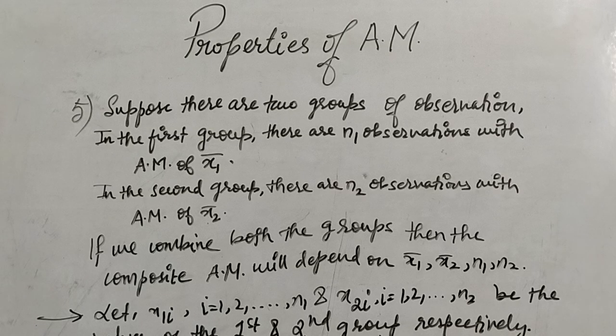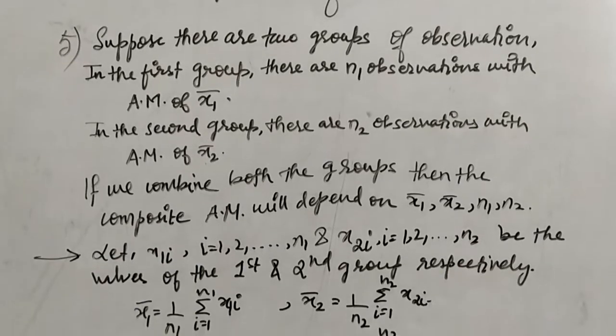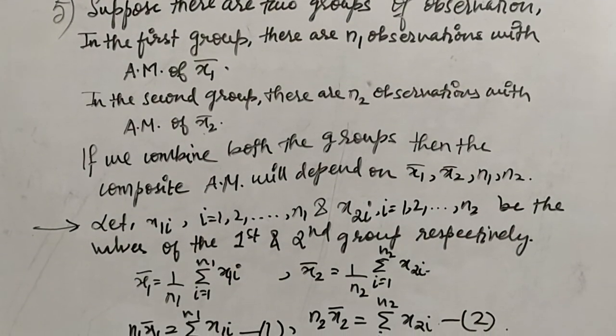What's the use of this property again? Whenever you are given a question with two different kinds of groups, with two different numbers of individuals or observations, then you have to use this composite arithmetic mean. For that you must know this formula, or you can say property, as well.